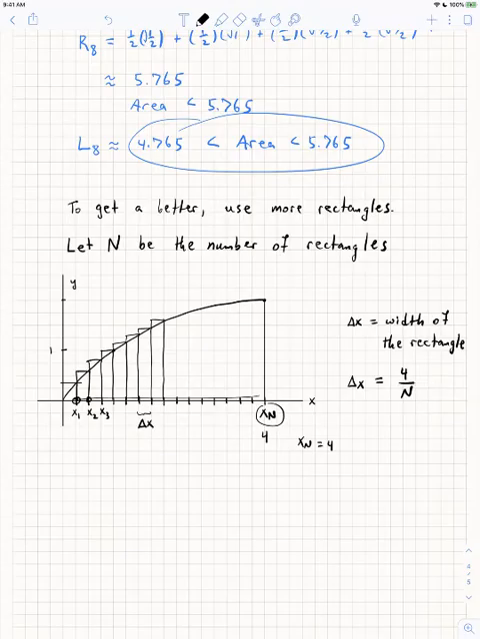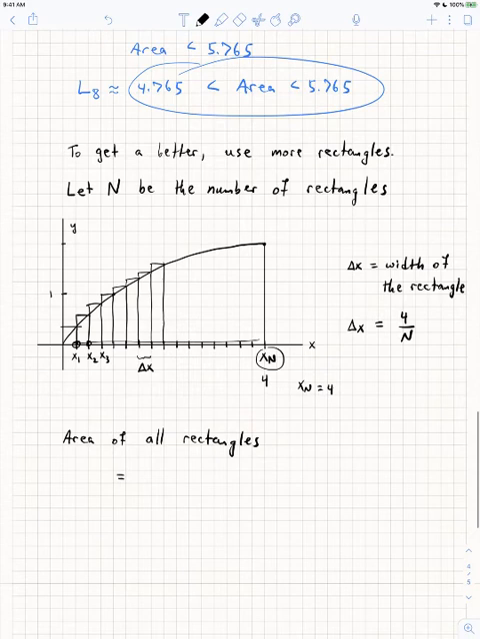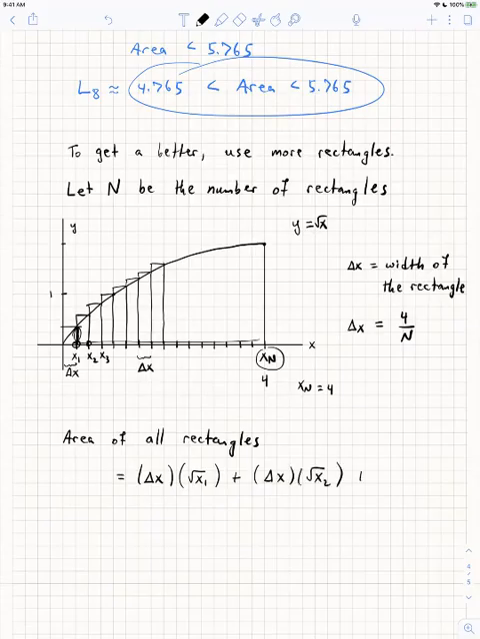So if I want to determine the area of all of these rectangles, that's going to be equal to, well, I'm going to add up all the areas. All of these widths are delta x, so it's going to be delta x times the height. Well, what is the height going to be? This is the square root function, remember. Y equals the square root of x. So the first height is going to be the square root of x1. Then we're going to find the second rectangle, which has width delta x, and then the height is the square root of x2, and so on and so forth.